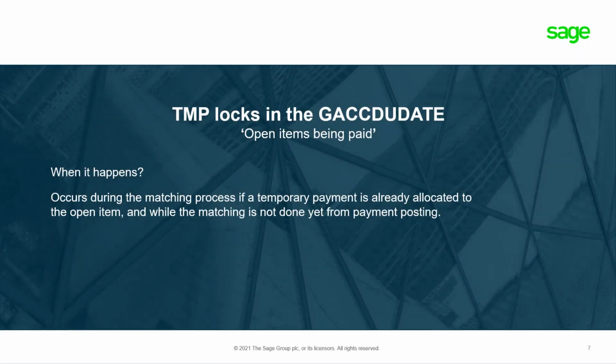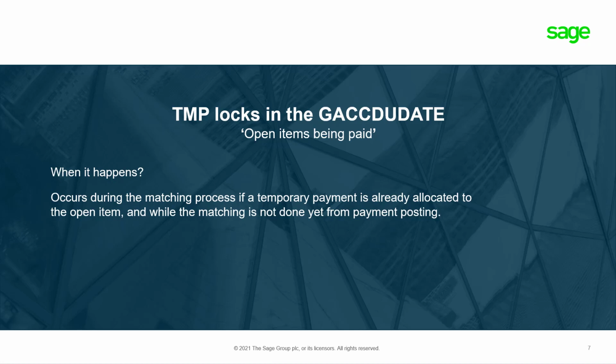Another common error we get in the manual matching is the open item being paid error, which is linked to the TMP logs in the get due date table. We found that the solution provided to resolve this issue is not always applied correctly, causing further issues down the line.